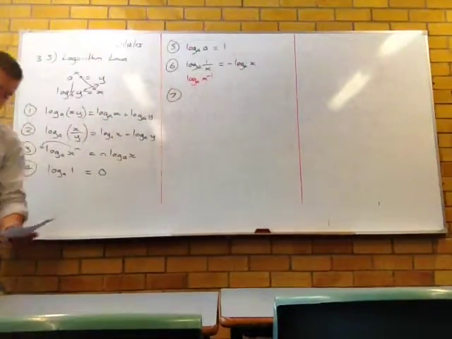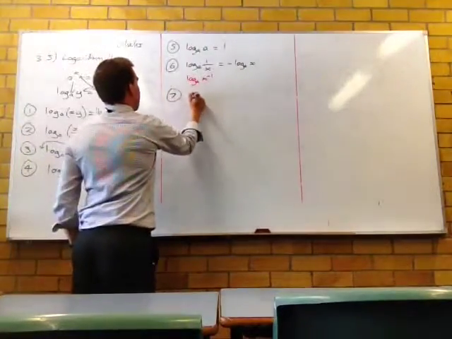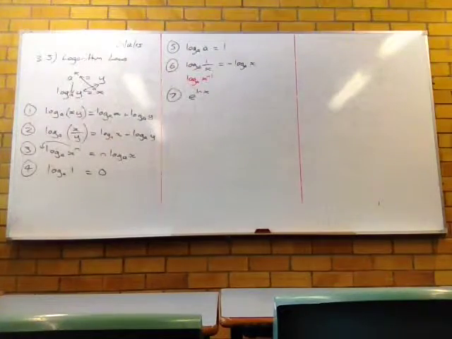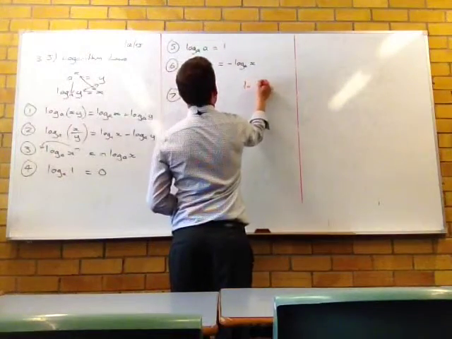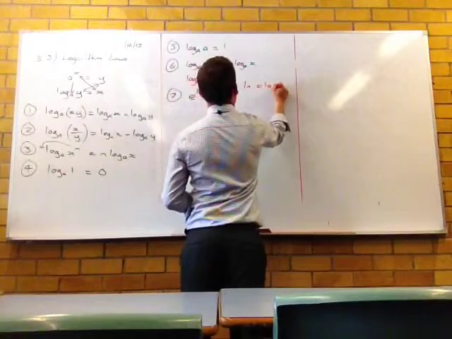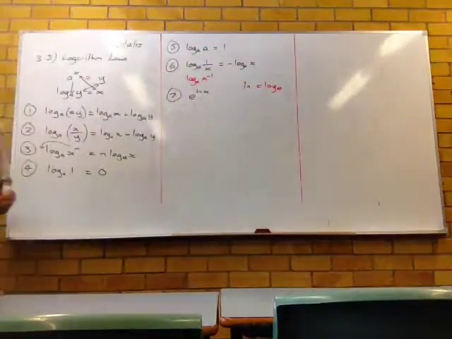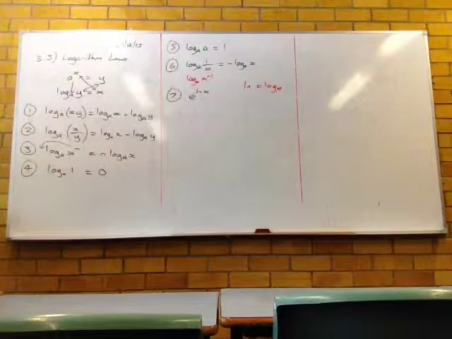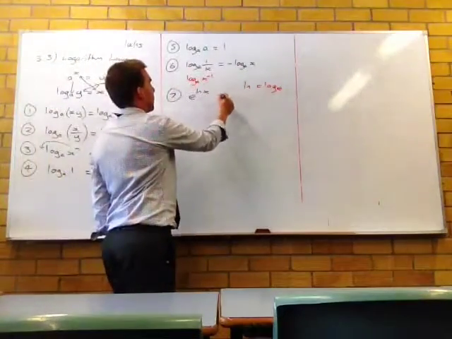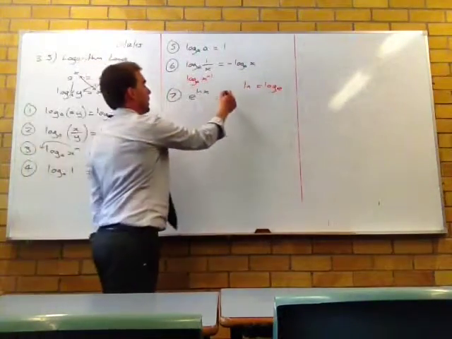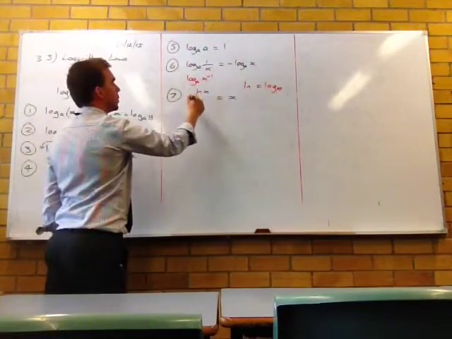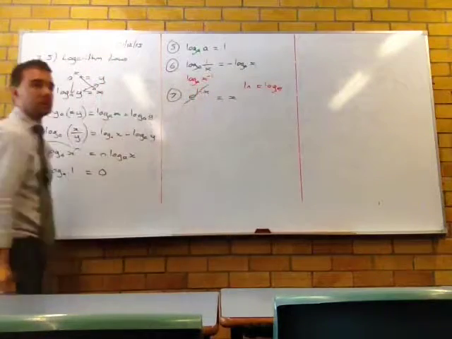And number 7, e to the power of the natural log of x. Remember, the natural log is log base e. On your calculator, when you see the button ln next to log, it is the natural log, so it's the log with the base e. And this one is going to be x. Really, all you're doing here is cancelling that power.